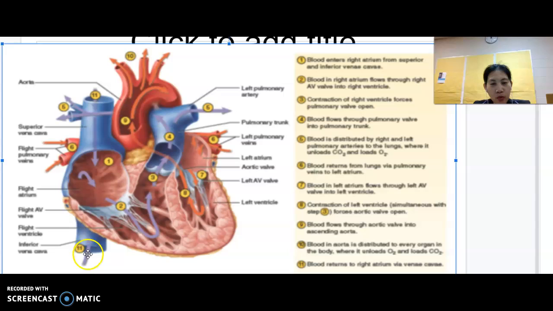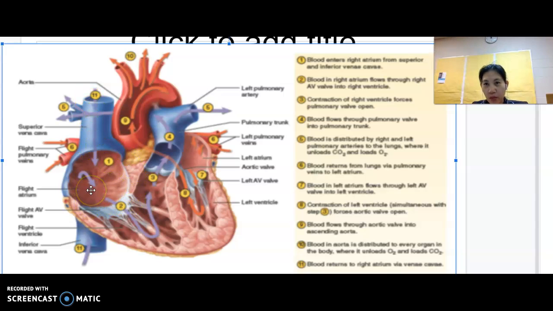You have these blue ones here, which is the vena cava. Below here is called the inferior vena cava. This is the blood that is coming from the lower part of your body. And this is the superior vena cava, the blood that comes from above the heart and goes through here. All right, so let's start.